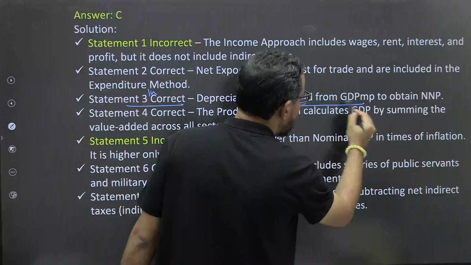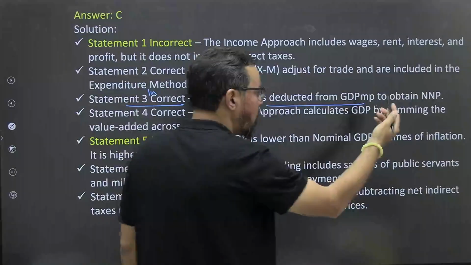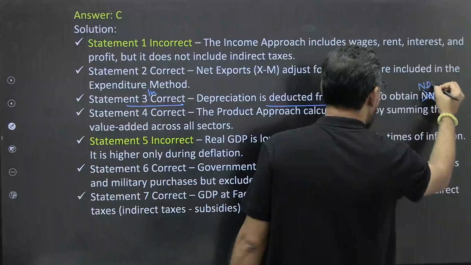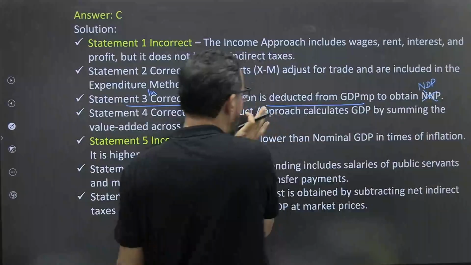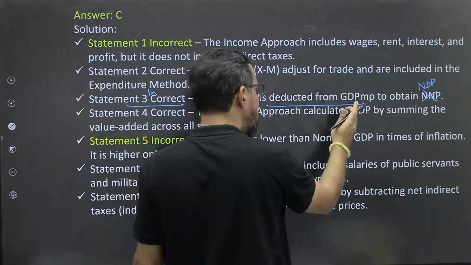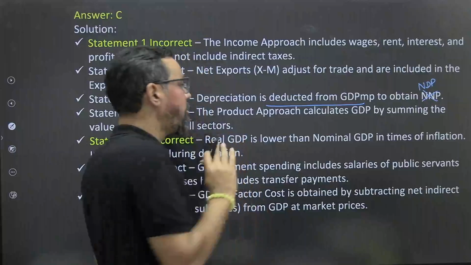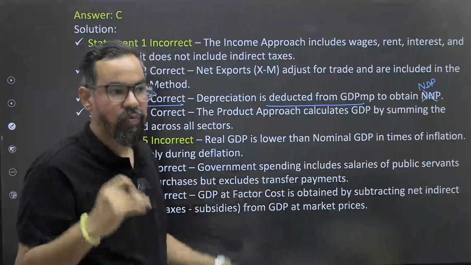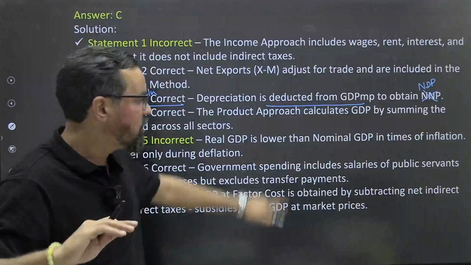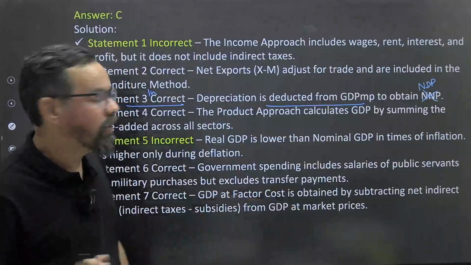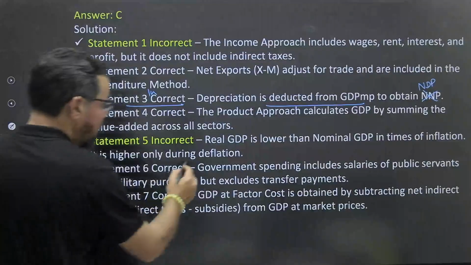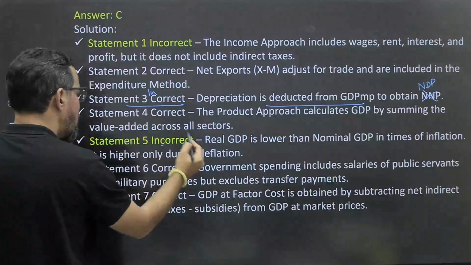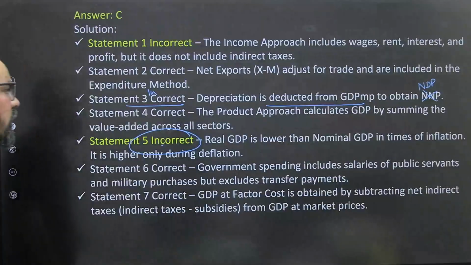Depreciation is deducted from GDP to obtain NDP. When you subtract depreciation from GDP, it will come to NDP. If you subtract depreciation from GNP, then it will come to NNP, right? So that is the logic. Real GDP is lower than the nominal GDP. Yes, this is the other statement which was given wrong in this particular question.